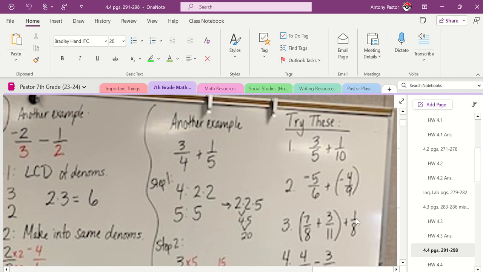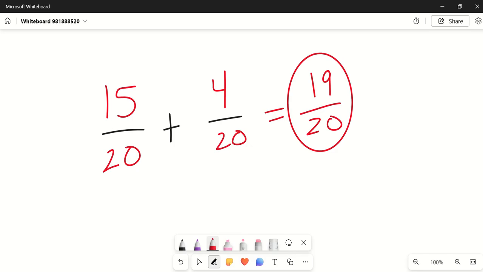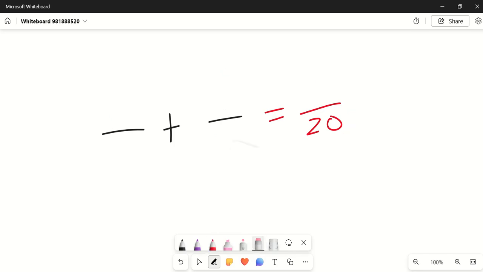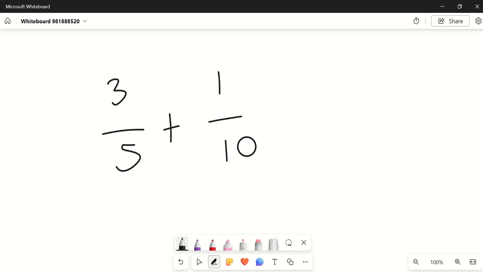All right, let's do some of these problems, and we are going to convert. We have 3/5 plus 1/10. Now, in order to do this, I need to have common denominators. I can try to make 10 down to 5 by dividing by 2, but this one won't let me do that. Therefore, I'm going to scale up this 5 to become 10 by multiplying them both by 2.